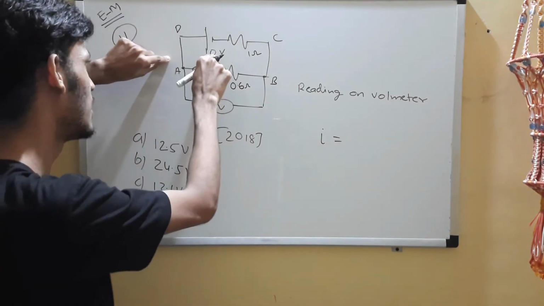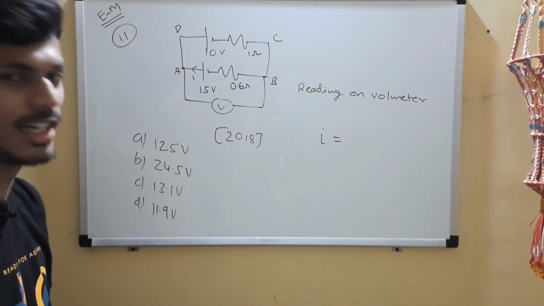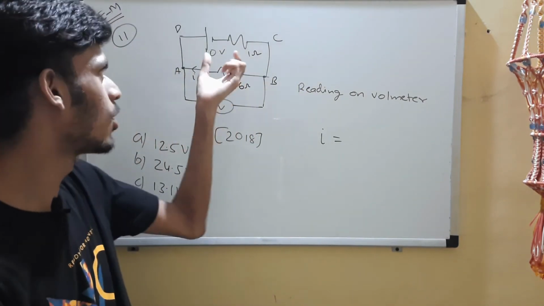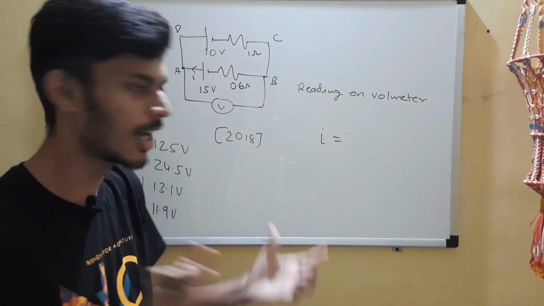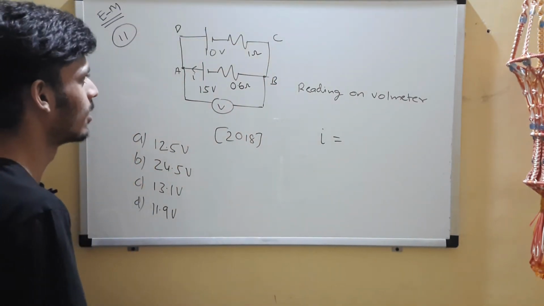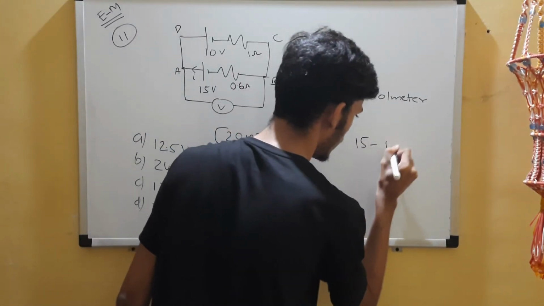So this cell and this cell are in series. Positive is connected to positive, which means they are opposing. If you don't know about this logic, you can use Kirchhoff's law in that loop and find the current. I have no issues with that, just that your time will be wasted. Here I know it is opposing, so I'll say 15 minus 10.